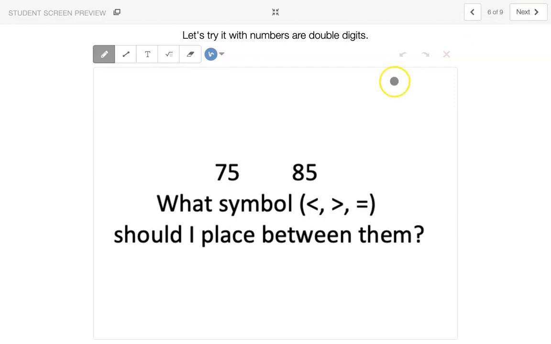Now let's try it with double digit numbers. Okay, so I have ones in the place value, and I have tens in the place value. So let's look at the tens. I'm going to separate it for you just so we remember a little bit. Recall that we've done this before. In the tens place here is 7, and in the tens place here is 8. But 7 is less than 8. 75 is less than 85. So I am going to put that symbol there, and I'd like for you to do the same thing.